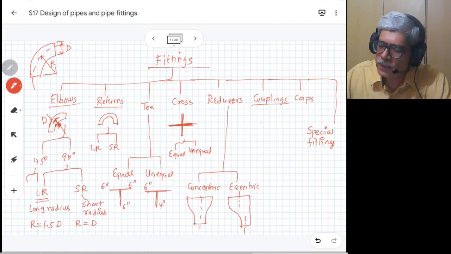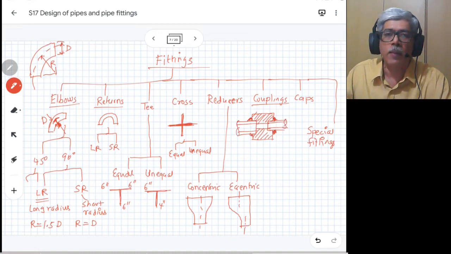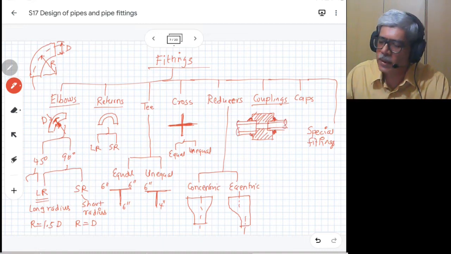The couplings are the one which are used for joining two pipes. So if you want to join two pipes, let's say of different sizes, then you can have a socket welded joint, socket welded coupling. So one pipe will fit here, another pipe will fit there. So this becomes a coupling, and there are variety of couplings depending on that.